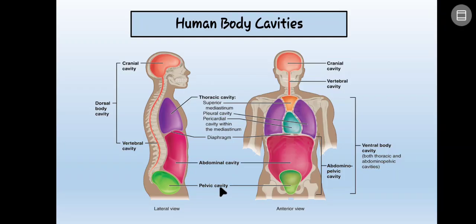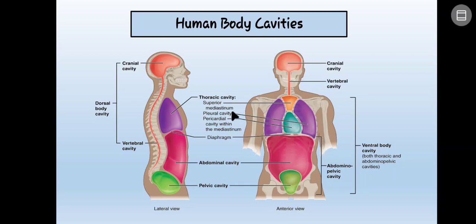Now, you should know that the thoracic cavity can also be further divided. Within the thoracic cavity, we have other sub-cavities. For example, we have what we call the pleural cavity, which specifically houses the lungs. This is the pleural cavity, the left pleural cavity and the right pleural cavity. That is where we can find the lungs.